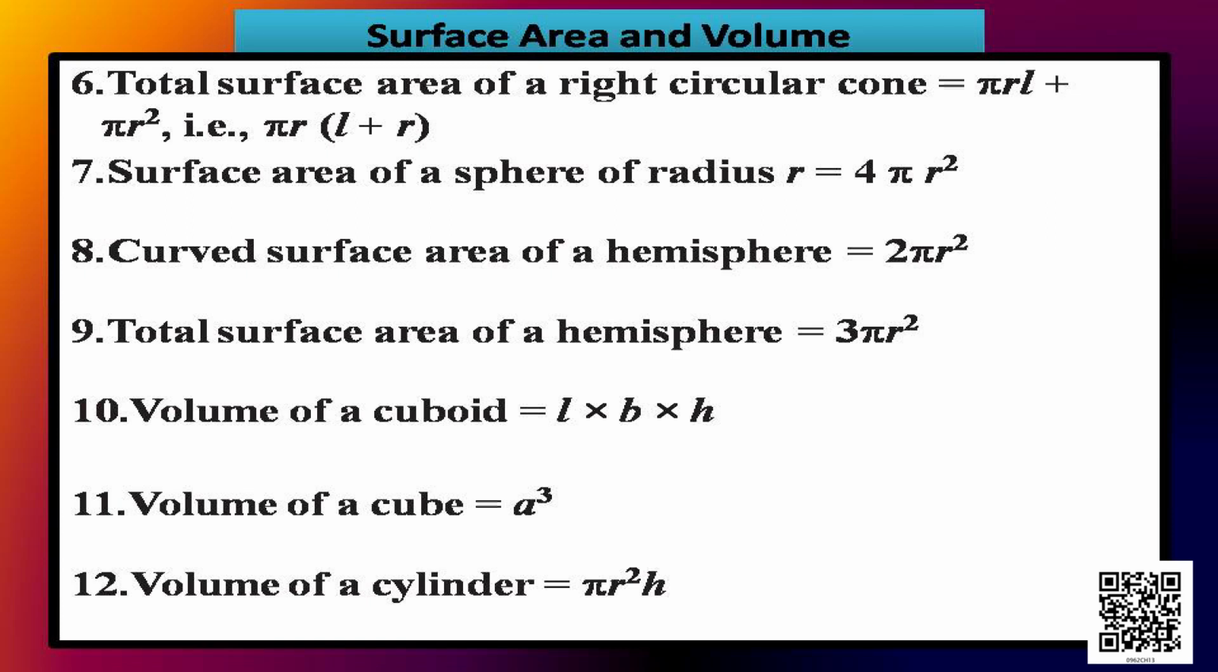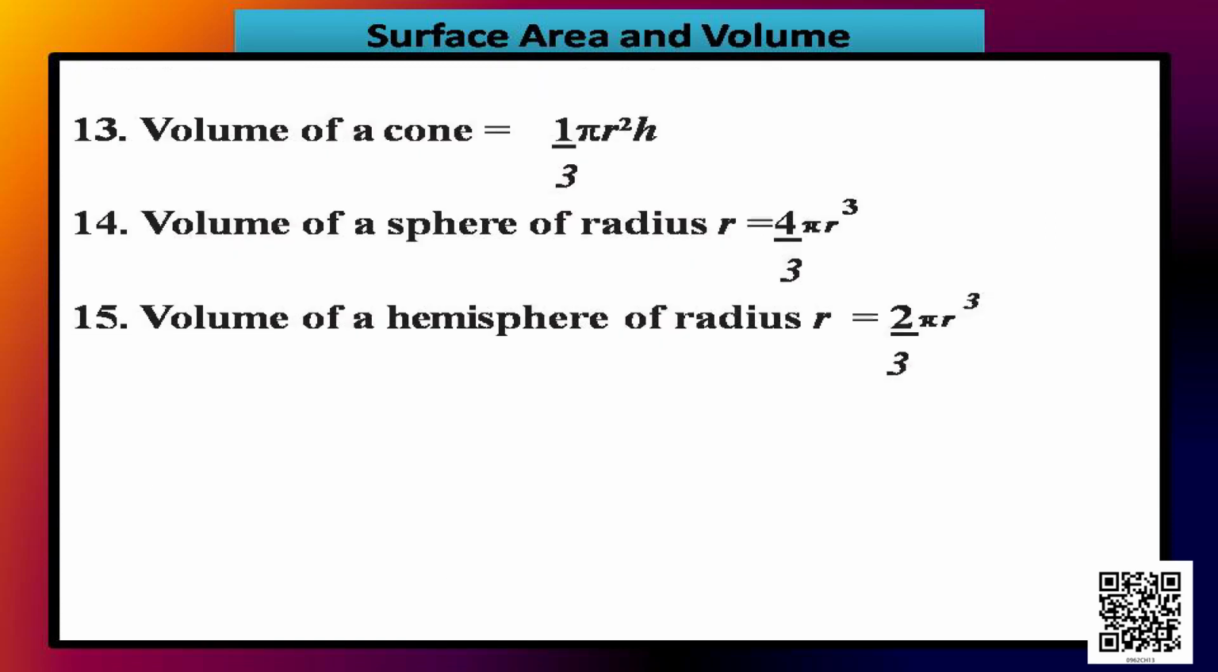Volume of a cuboid is equal to length into breadth into height. Volume of a cube is equal to a cube. Volume of a cylinder is equal to pi r square h. Volume of a cone is equal to 1 by 3 pi r square h. Volume of a sphere of radius r is equal to 4 by 3 pi r cube, and volume of a hemisphere of radius r is equal to 2 by 3 pi r cube.